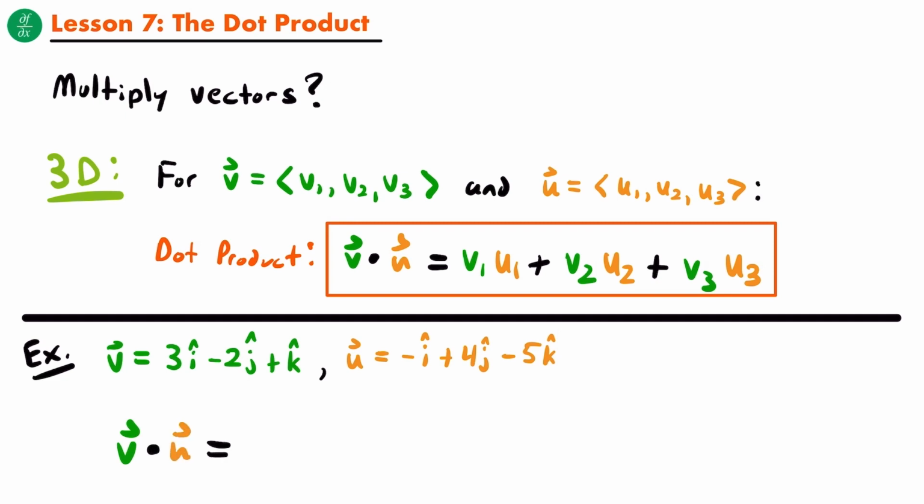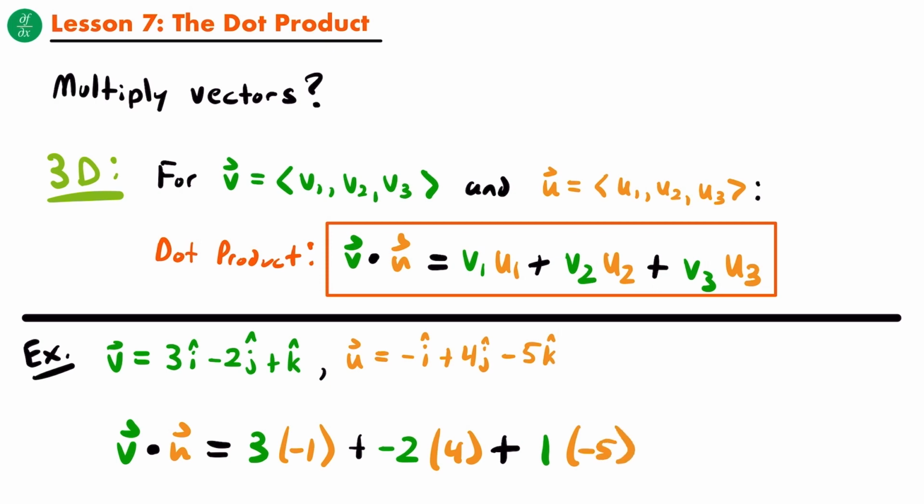So if we want to find the dot product of vector v and vector u, where those two vectors are 3D vectors, we'll multiply the x components together. So we'll have 3 times negative 1, and then we'll add that to multiplying the y components together. So we have negative 2 and 4, so we'll have negative 2 times 4, and then we'll add that to multiplying the z components together. So we'll have 1 times negative 5.